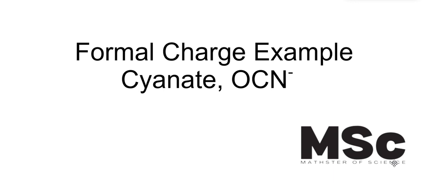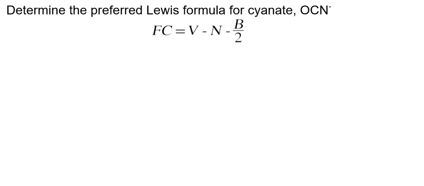In this video we're going to be looking at an example of formal charge. We're going to be looking at the cyanate ion to determine its preferred Lewis formula. To determine the Lewis structure that's preferred here for the cyanate ion, OCN negative, we are going to use the formal charge formula. This was covered in a previous video that I did, so if you've not watched that video yet, go and check that one out and then come back and look at this one afterwards.